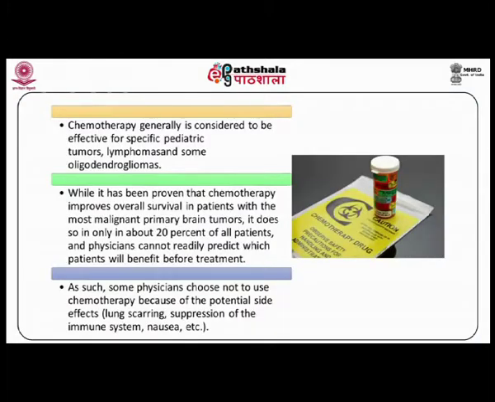Chemotherapy. Chemotherapy generally is considered to be effective for specific pediatric tumors, lymphomas, and some oligodendrogliomas, while it has been proven that chemotherapy improves overall survival in patients with the most malignant primary brain tumors. It does so in only about 20% of all patients, and physicians cannot readily predict which patient will benefit before treatment. As such, some physicians choose not to use chemotherapy because of the potential side effects: lung scarring, suppression of the immune system, nausea, etc.